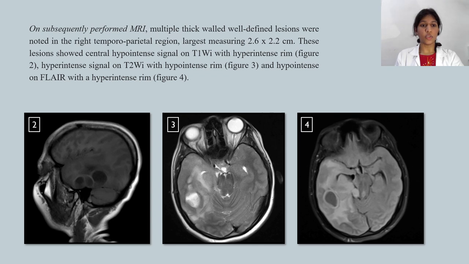These lesions showed central hypointense signal on T1-weighted images with hyperintense rim, hyperintense signal on T2-weighted images with a hypointense rim, and hypointense on FLAIR with a hyperintense rim.